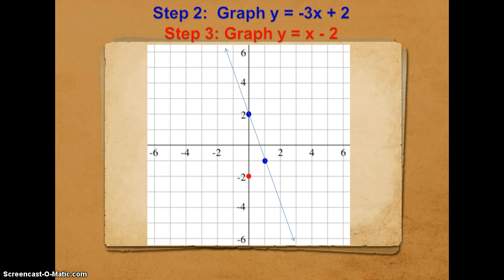That means go where? From the red dot, you will go up 1 over 1. There you go. And connect the dots, and you have your second line. Remember step 4? Where do they meet? Okay, so what is that coordinate point? 1, negative 1. Excellent. Good job. That concludes today's lesson.